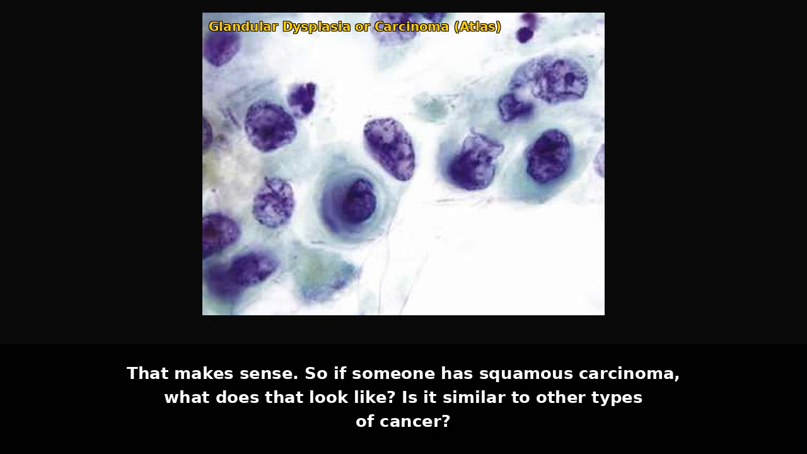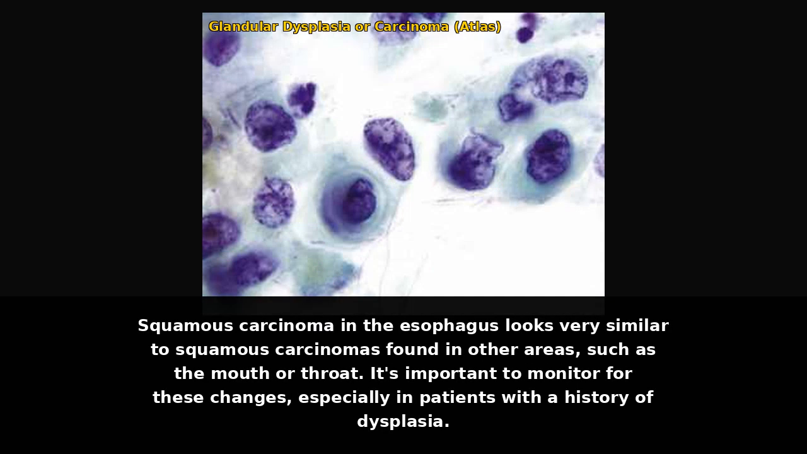So, if someone has squamous carcinoma, what does that look like? Is it similar to other types of cancer? Squamous carcinoma in the esophagus looks very similar to squamous carcinomas found in other areas, such as the mouth or throat. It's important to monitor for these changes, especially in patients with a history of dysplasia.